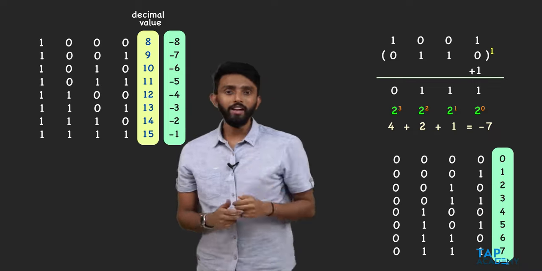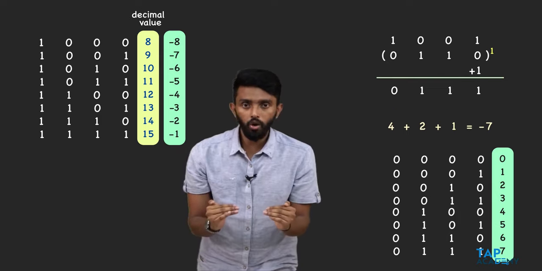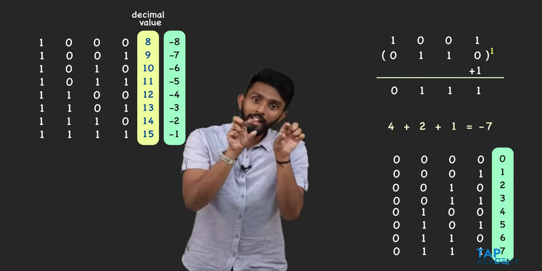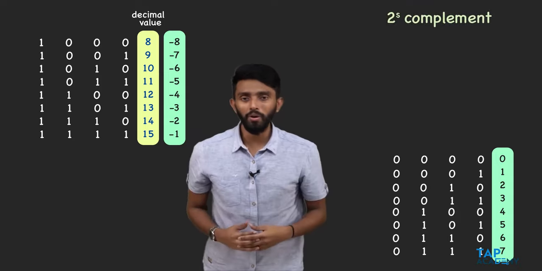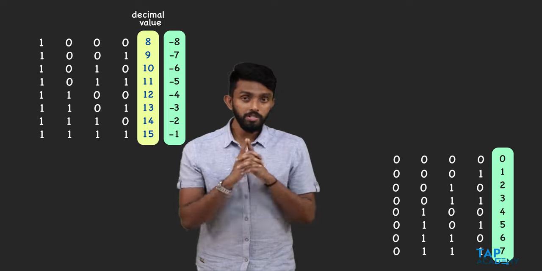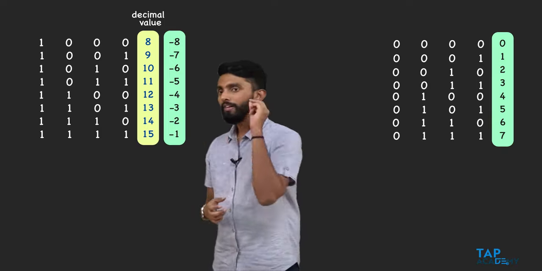So take the representation. Take all those binary combinations which begin with 1. They are for negative numbers. Now to get the negative integer from it, you must use 2's complement. And this is what they have told. So perfectly it works.